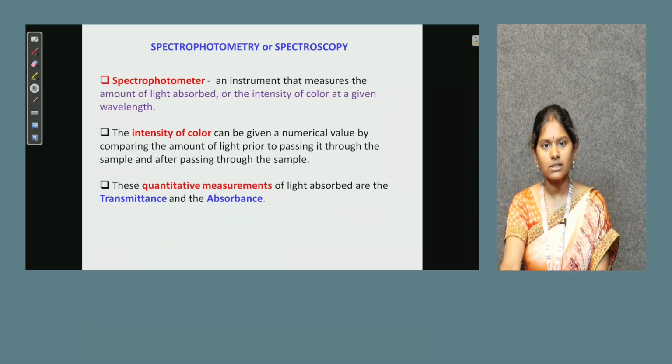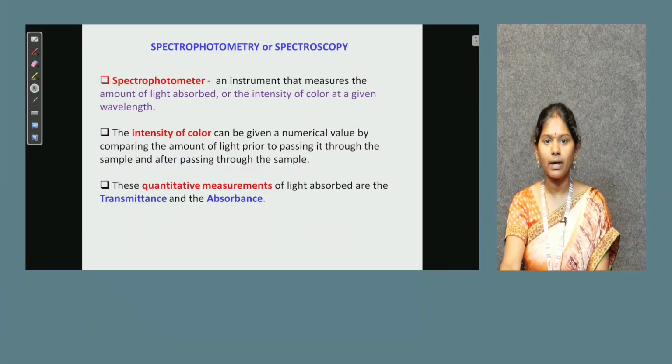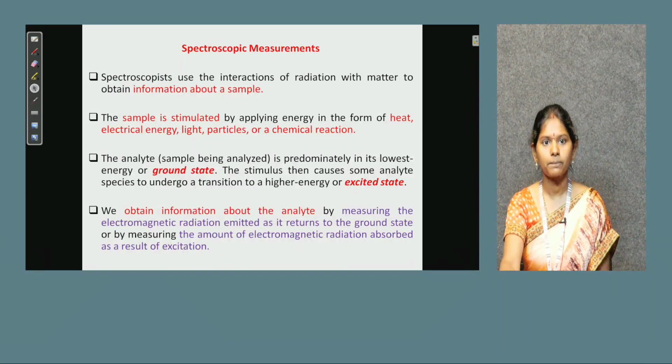Here, moving towards spectroscopy, we have to understand two terminologies: transmittance and absorbance. Transmittance is nothing but the amount of light transmitted after absorption of light by the solution, whereas absorbance is the amount of light that is absorbed by the solution.